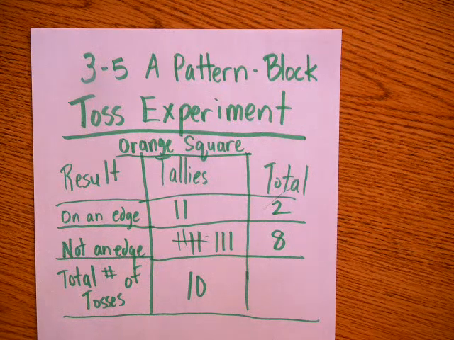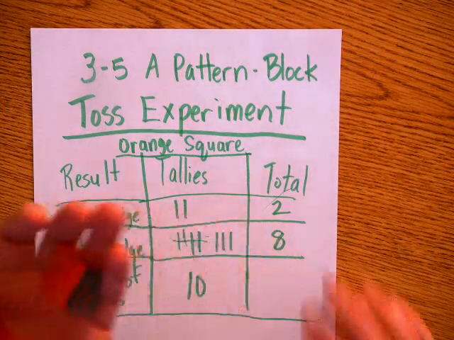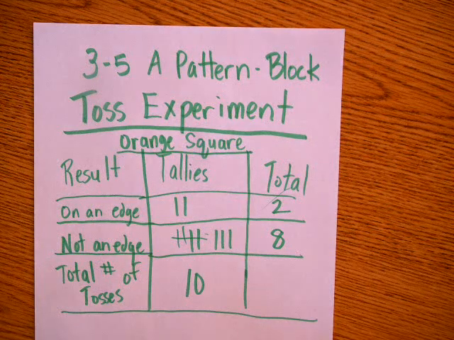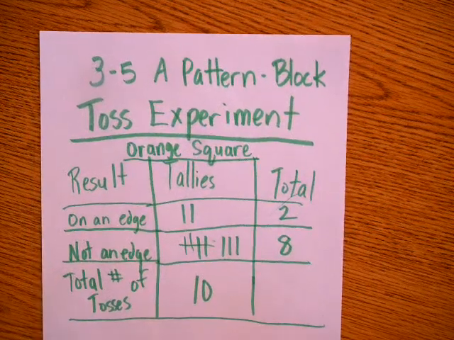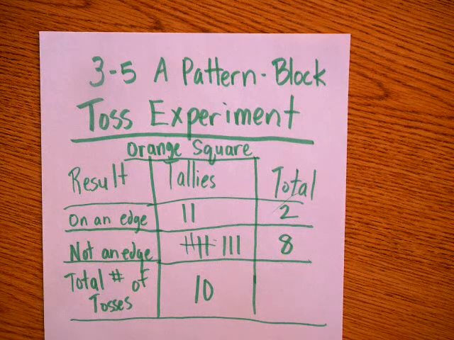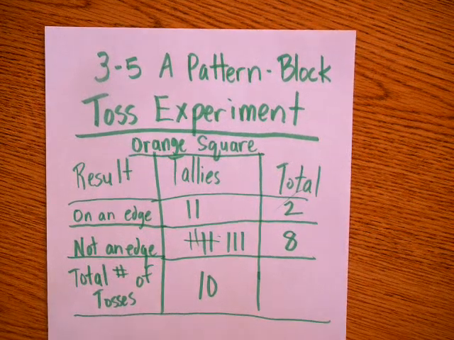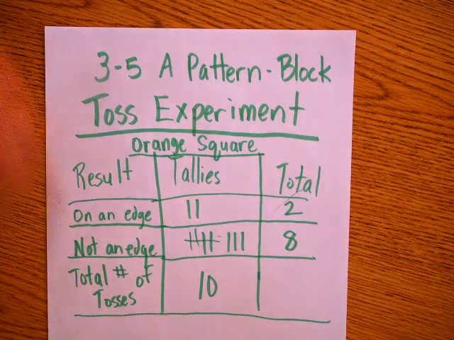And of course, you could certainly throw a few different colored blocks into a bag and pull them out and record the results. Something similar to this. You could also do a heads and tails kind of thing too, just to get some experience with that. So this is lesson 3.5, a pattern block toss experiment, the parent help video for grade 3 Everyday Math. Alright.